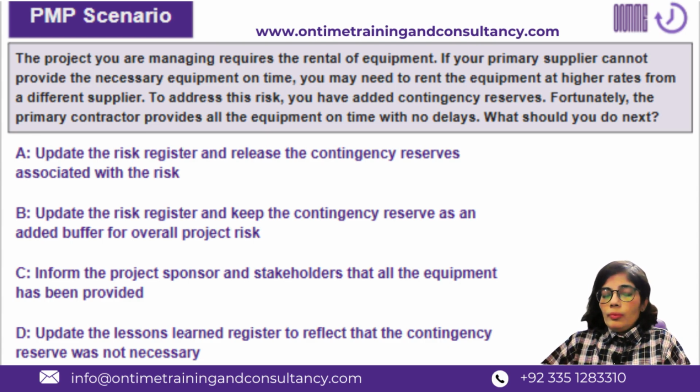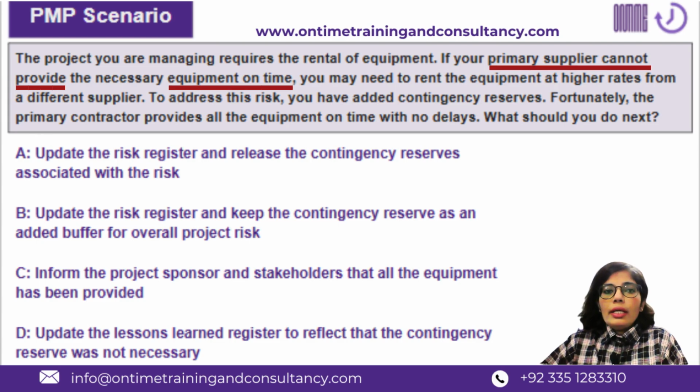This is actually a very interesting situation and happens in practical project management as well. Let me find out the important terminologies to focus on. There's a mention of a risk that if the primary supplier is not able to provide the equipment on time, then the project team may need to contact another supplier, and probably they are going to charge you higher rates because of course they would know that their importance has increased for the project. So this is a risk with a possible response plan.